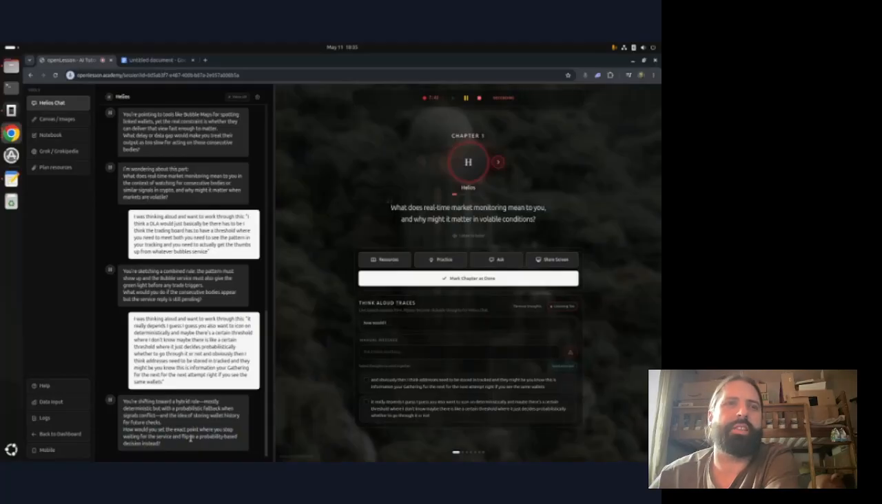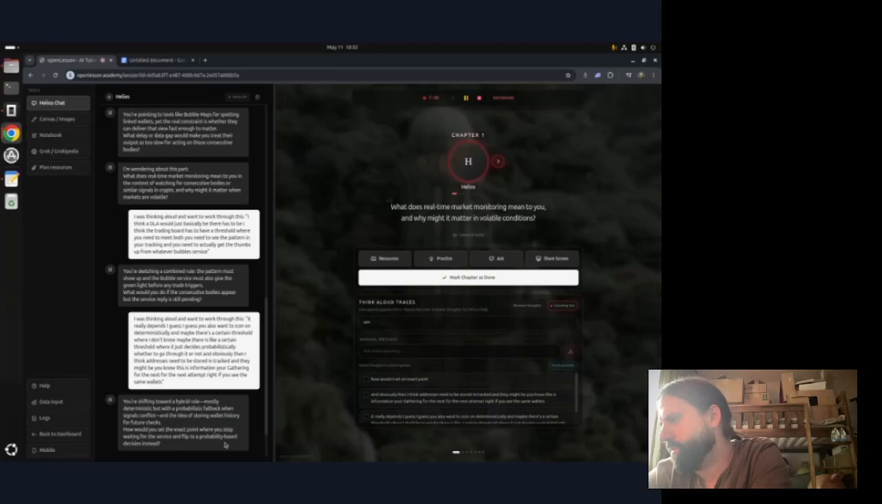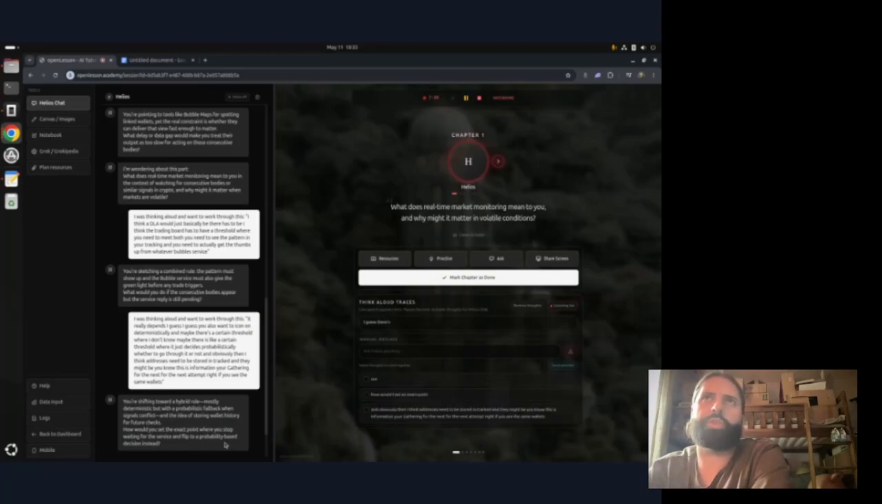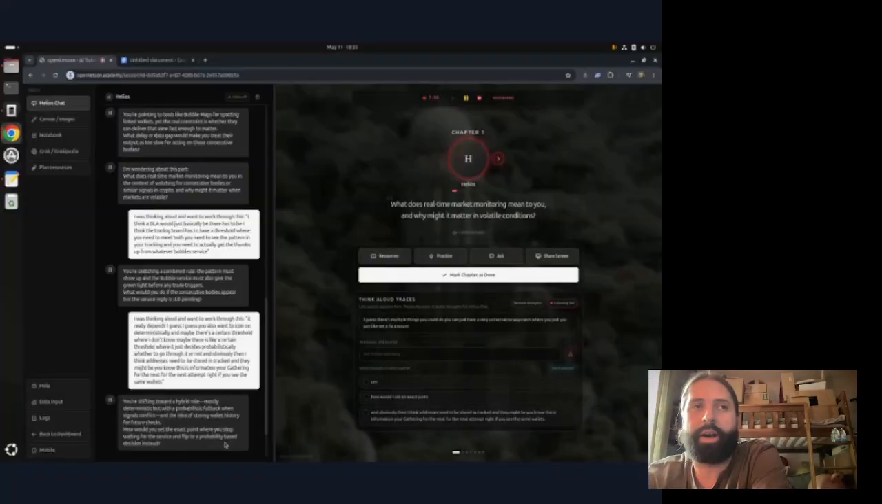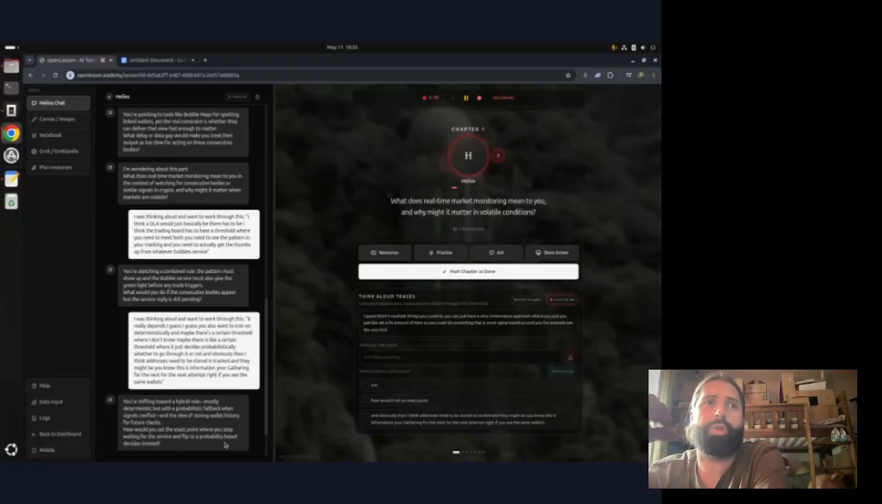How would I set an exact point? I guess there are multiple things you could do. You can have a very conservative approach where you just set a fixed amount of time, or you could do something that is more signal based. So until you, for example, see the very first sell trade, or the opposite trade.